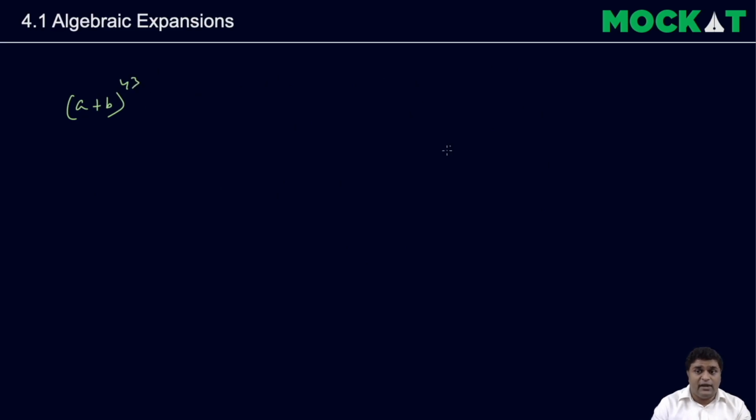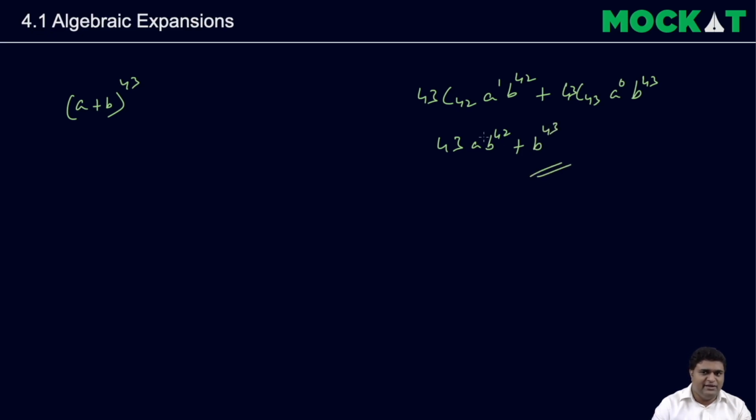You might be asked for the last two terms, right? So they're going to be 43C42 a^1 b^42 plus 43C43 a^0 b^43. 43C42 is 43 itself, into a b^42, plus 43C43 is 1 and a^0 is 1. You get b^43, right? So steps like these might be required in certain questions. So have a good understanding of this expansion.